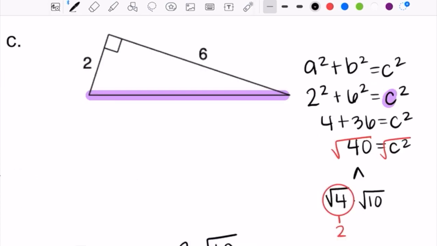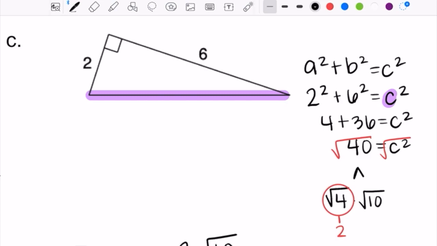Example C is one more example where we're solving for the hypotenuse. So again, the 2 and the 6 can go in for A or B. It doesn't matter which one they go in for. But you want to make sure that the c stays c or x because that's the hypotenuse and that's the side we're solving for. So you can't plug the 2 or the 6 in for the c. 2 squared is 4, 6 squared is 36. And then I do 4 plus 36 gives me 40. 40 is equal to c squared, so I take the square root of both sides.